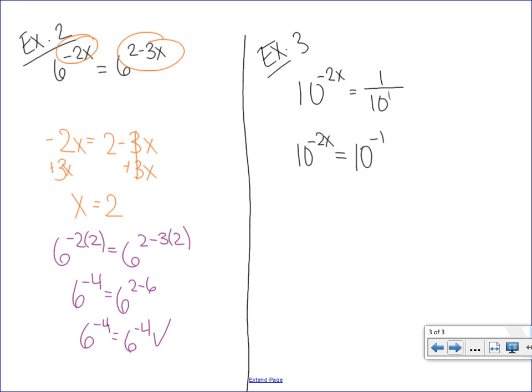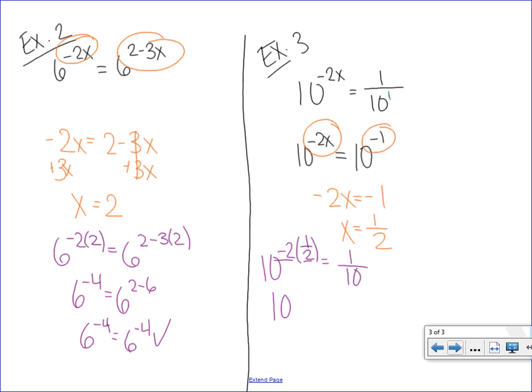And then, boom, same base, we can set these exponents equal to each other. So I will say that negative 2x is equal to negative 1, or x is equal to 1/2. Okay, and if we go ahead and check that, that's going to be 10 to the negative 2 times 1/2. We check it in the original, so we're going to set that equal to 1/10. Well, negative 2 times 1/2 is negative 1, and 10 to the negative 1 we can rewrite as 1 over 10 to the positive 1. And boom, there we go, it checks.